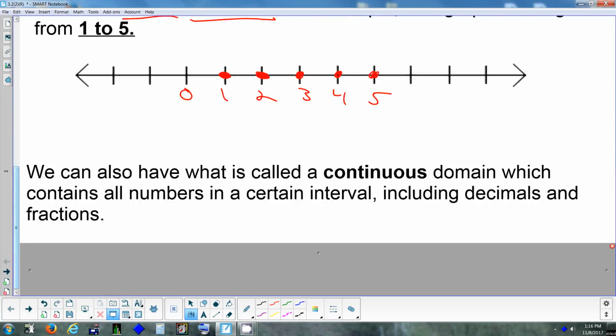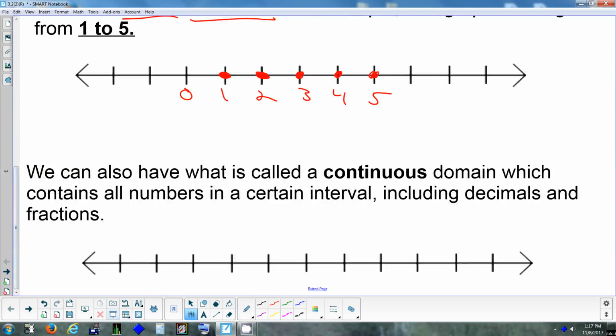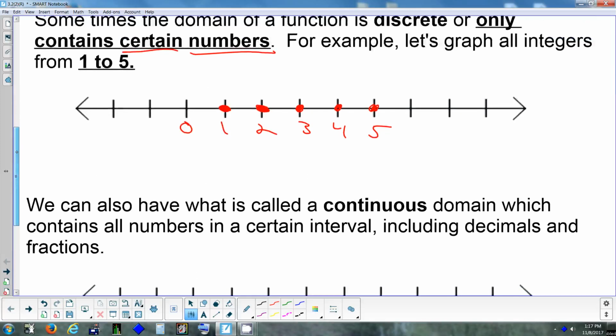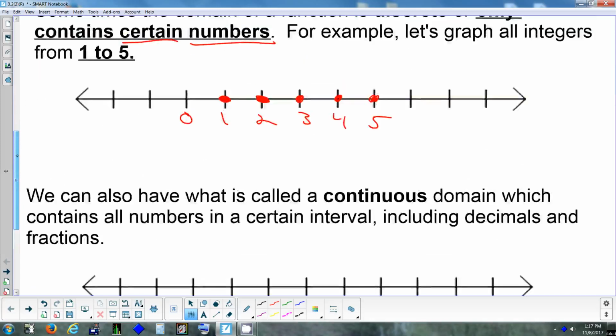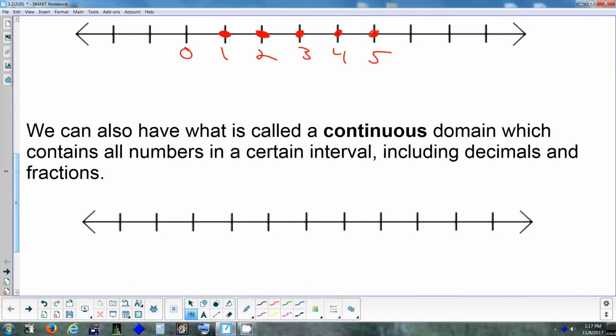So continuous, that's where it includes everything. Anything you want to include. Let's graph all numbers from 1 to 5. Not just integers. Integers don't include decimals, but let's graph every single possible number we can think of between 1 and 5.